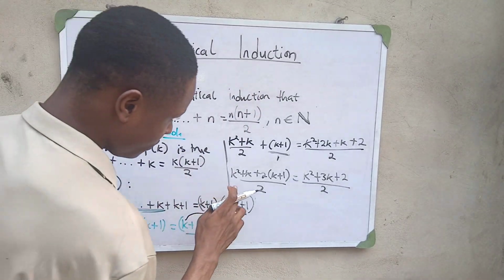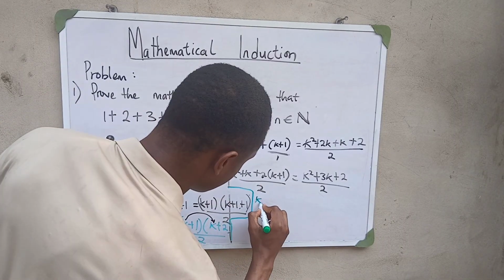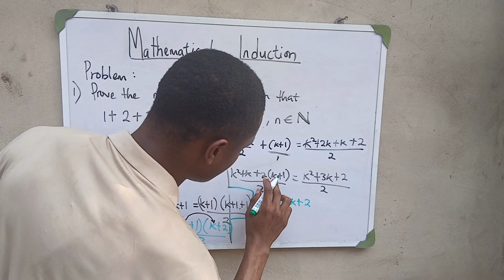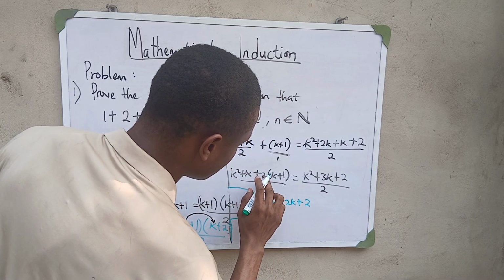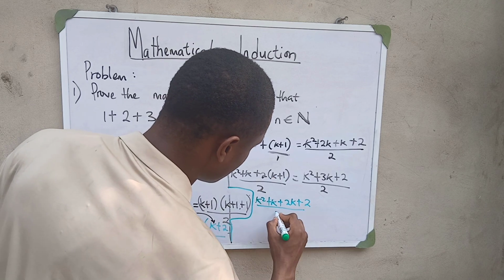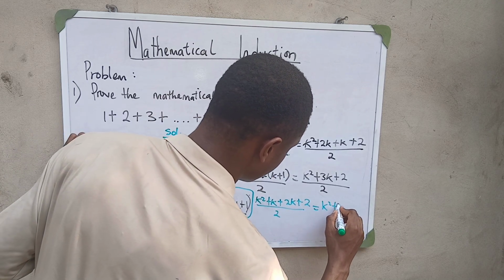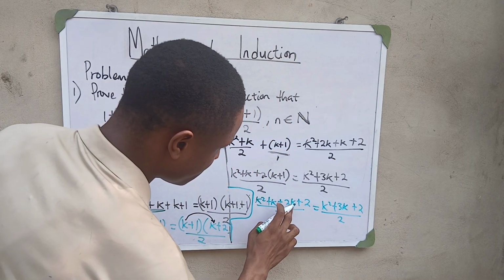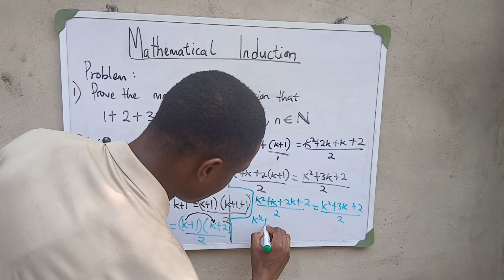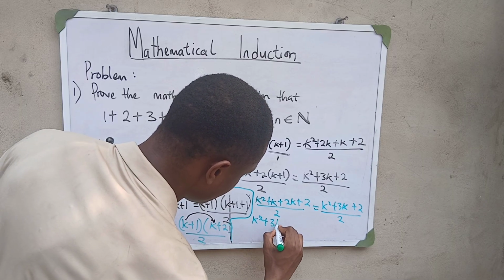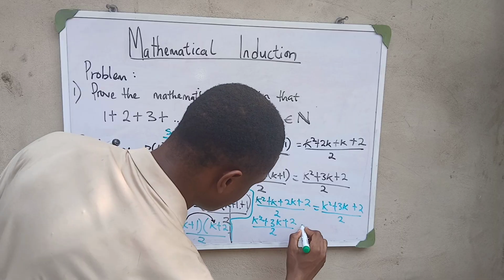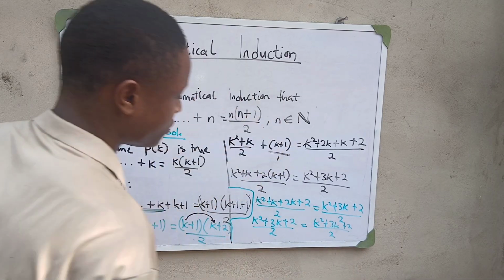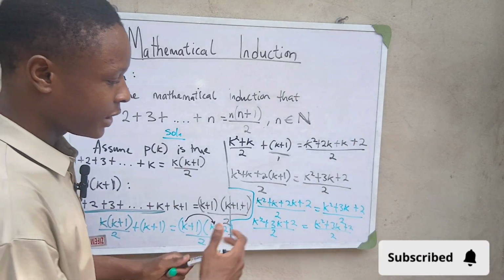So now, opening the bracket, we have k square plus k plus 2k plus 2. 2k, 2 times k, 2k, 2 times 1, 2, all over 2 is equal to k square plus 3k plus 2 all over 2. So this plus this is k square plus 3k plus 2 all over 2, which is equal to k square plus 3k plus 2 all over 2. Now you can see that they are equal.